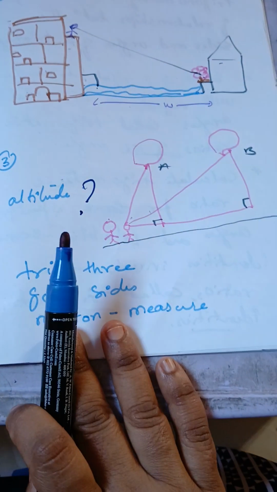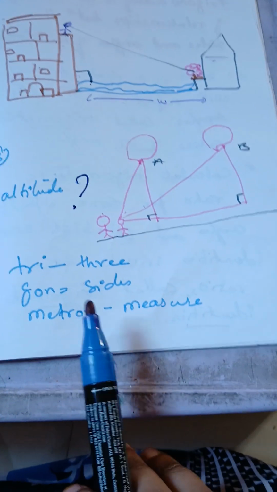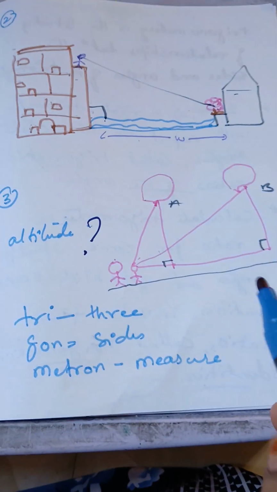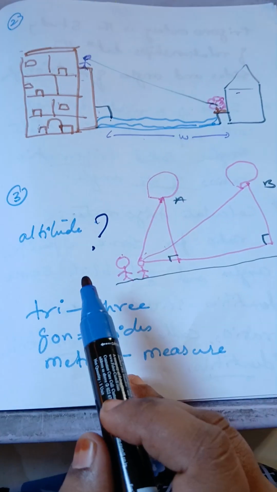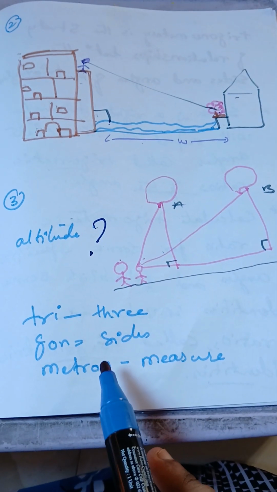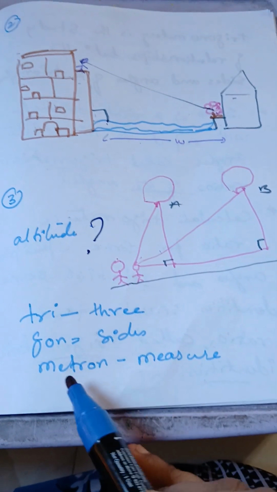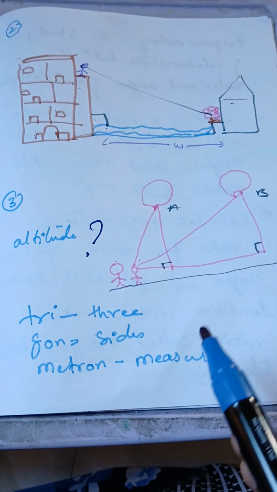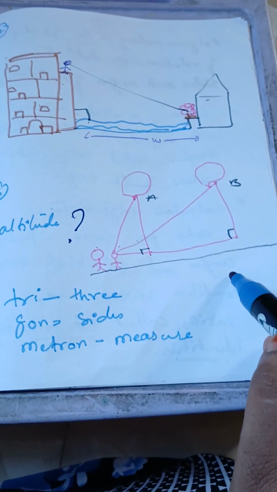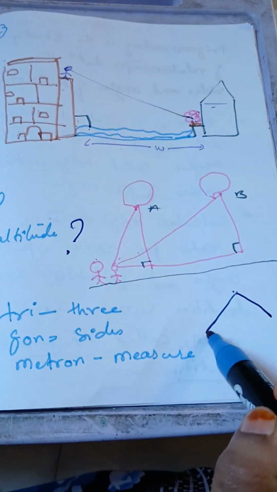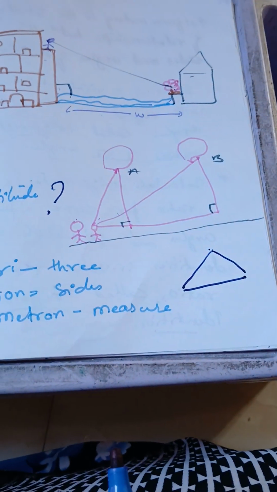Here, before moving further, we will see what trigonometry is, right? Trigonometry is a Greek term where tri means three, gon means side, and metron is nothing but measure. Three side measurement. What is a three side measurement? Three side is your triangle. With the help of a triangle we can measure, right?